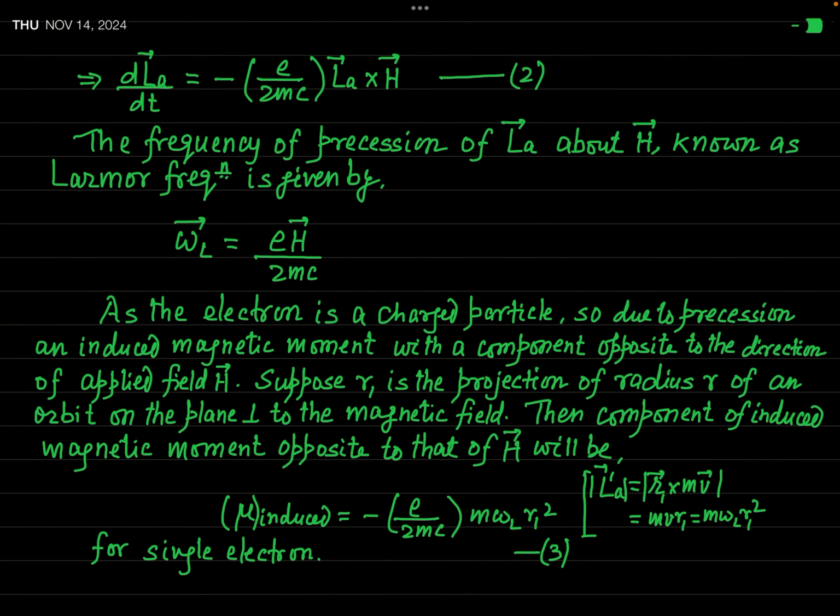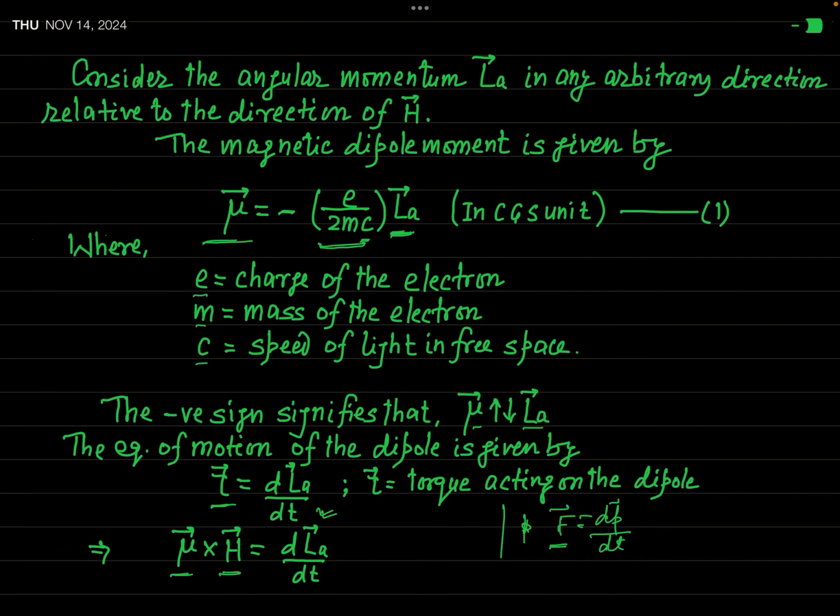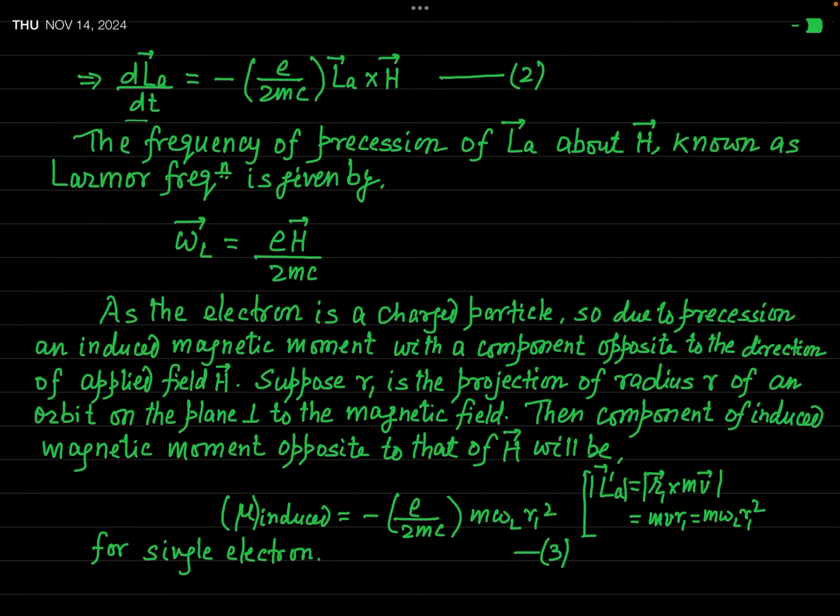So this dLA by dt will be equal to what? Now here this mu cross H, and mu is equal to this much as I have defined in equation 1. Okay. So let us substitute the value of mu from equation 1 in this result. So dLA by dt will be equal to minus E over 2mc times LA cross H. Actually, this is the rate of change in angular momentum.